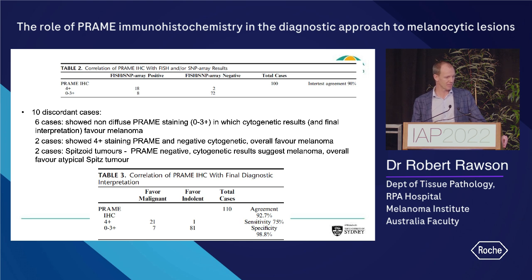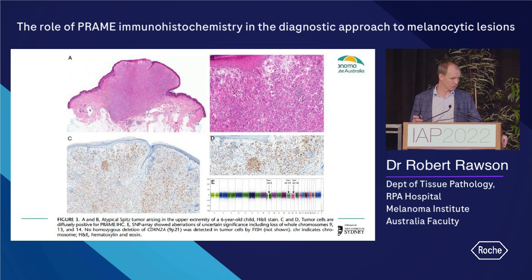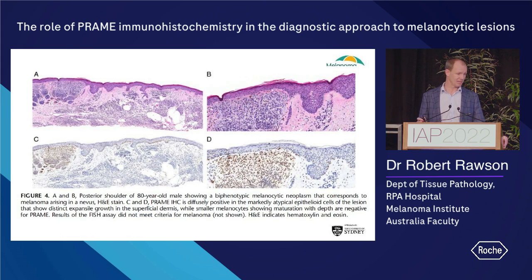Two spitzoid lesions were PRAME negative, showed positive cytogenetic results, but they were favoured overall to be atypical Spitz tumours or melanocytomas. There's just a couple of examples that he used. Obviously, a nevoid melanoma with a positive FISH result and completely negative staining for PRAME. And this is an atypical Spitz tumour, which was strongly diffusely PRAME positive and had sort of intermediate results on SNP array. And this is another case they used with a nevoid melanoma arising within a pre-existing nevus, and the FISH results from this weren't positive to indicate melanoma.